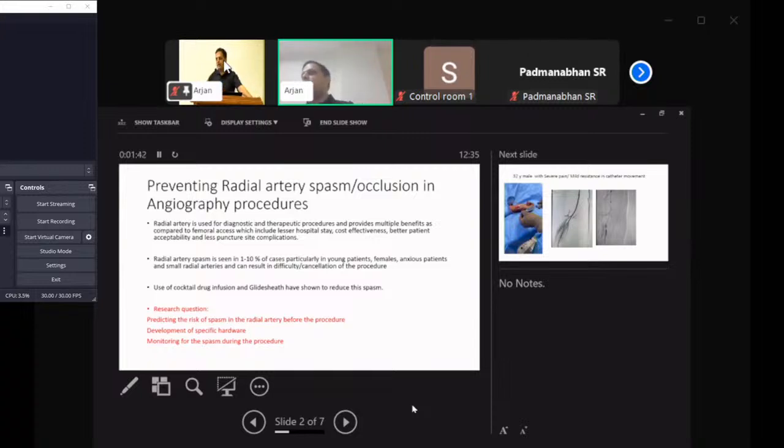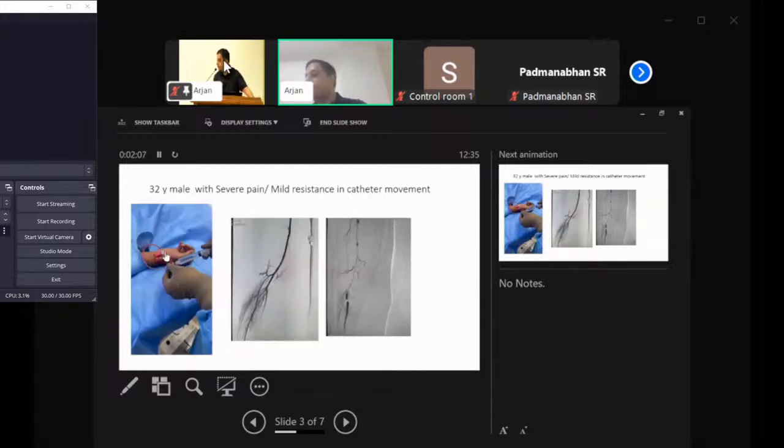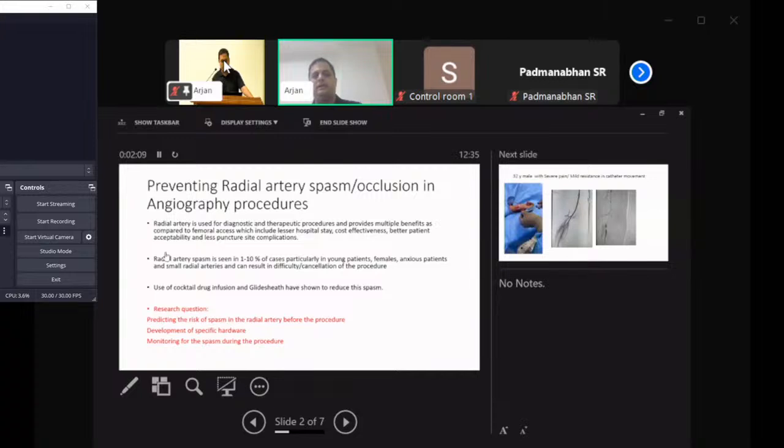But the problem with the radial artery is that it is very small. It is 1.5 to 2.1 mm in size, as compared to the femoral artery, which is around 1.5 centimeters. So you can just imagine. This artery frequently goes into spasm, and the risk factors are patients who are female, young, or who have small arteries. I will show you that we have this radial type of sheath, as you can see, which is inserted.